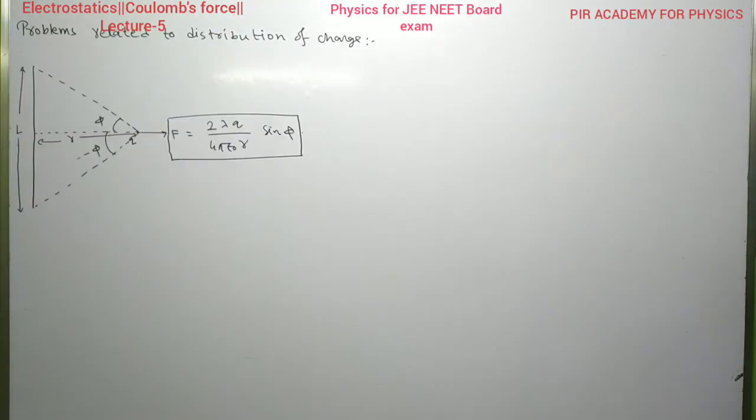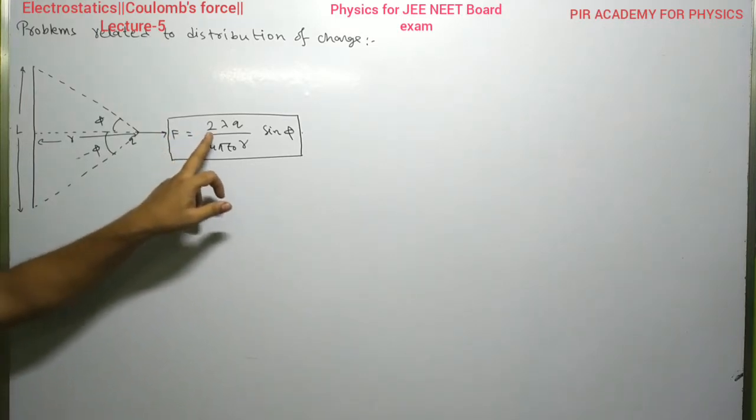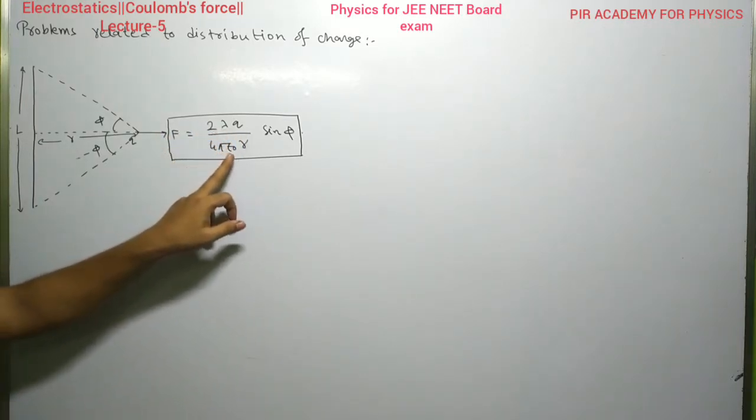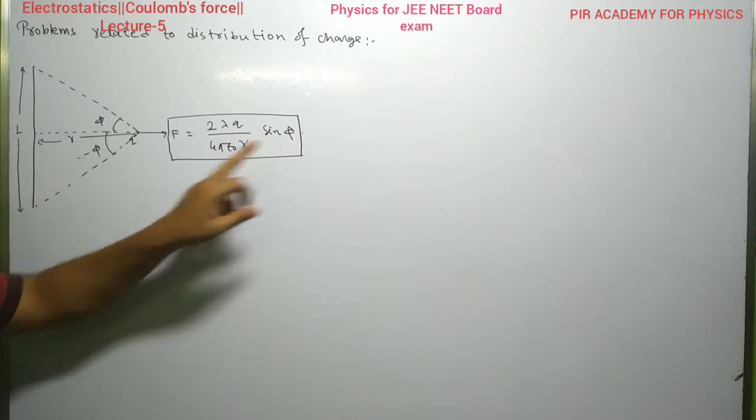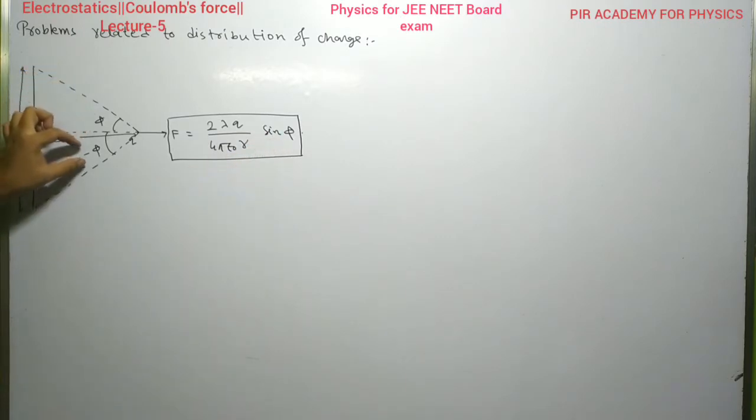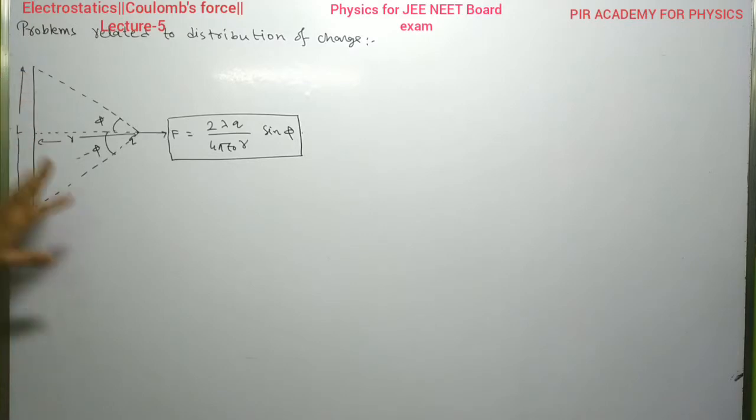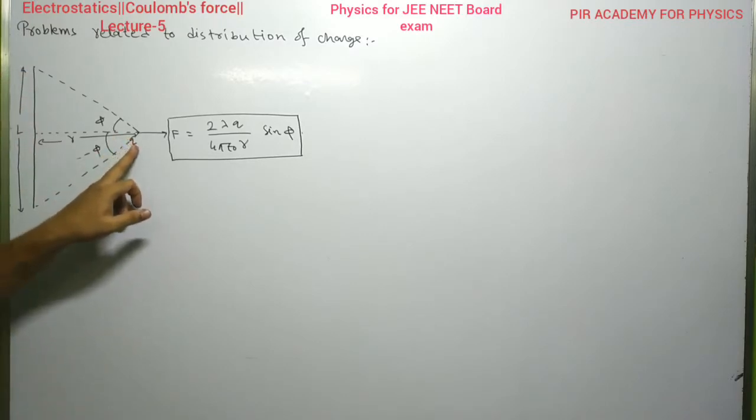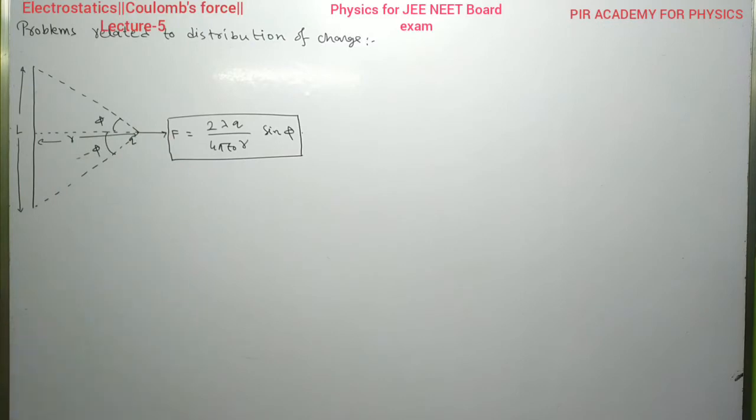So we have deduced the formula F equals 2 lambda Q by 4 pi epsilon naught R into sin phi, where this is phi and this is minus phi. For this distribution of charge, the total force on charge Q will be this. You have to remember this formula and this concept. Using this concept you can solve any problem related to this distribution of charge.